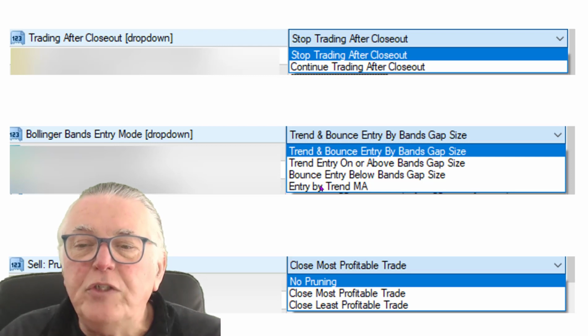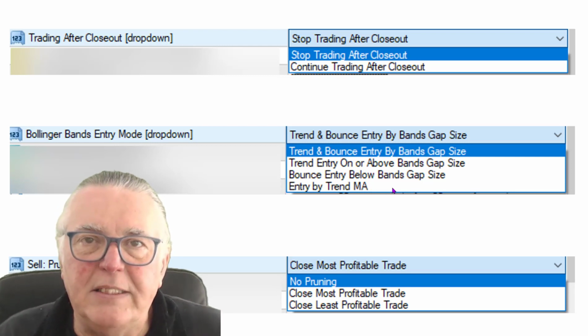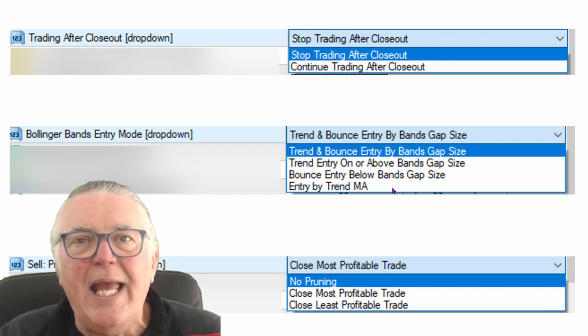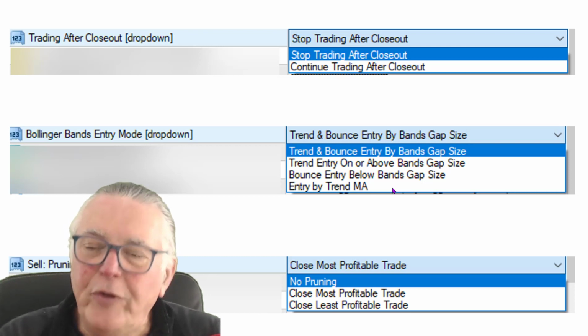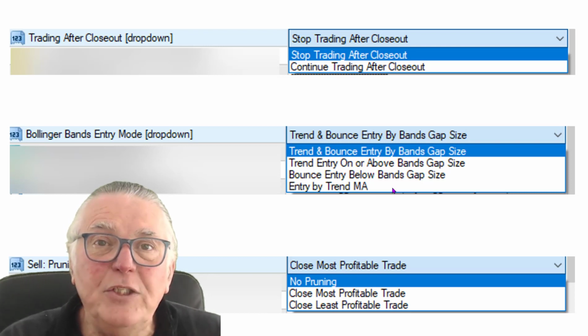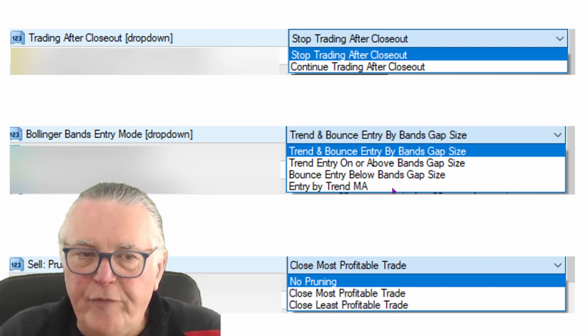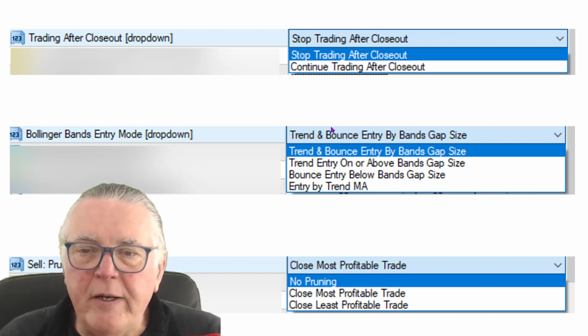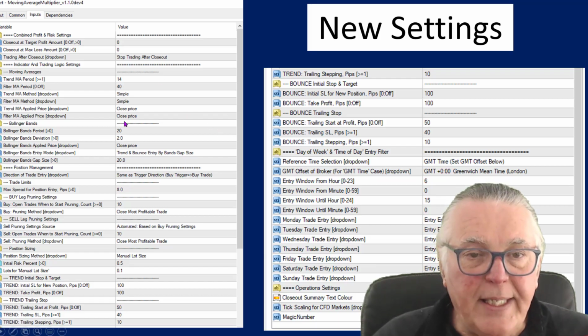Or do you just want to use the trend MA? In other words, ignore the Bollinger Band as a filter and trade the EA as it used to be traded before the upgrade. So you can actually trade the EA as it used to be traded before the upgrade and ignore the Bollinger Band if you wish. So that's the drop down for the Bollinger Band. Okay, so let's go back.